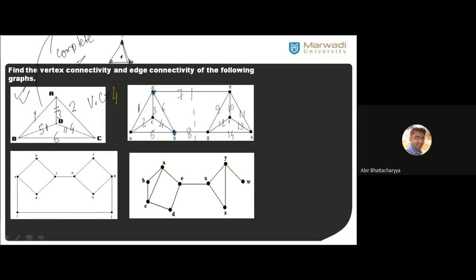Whatever you delete, whatever you mention, please draw the disconnected graph accordingly. If you delete B and D, then you have to draw the disconnected graph accordingly. All right.